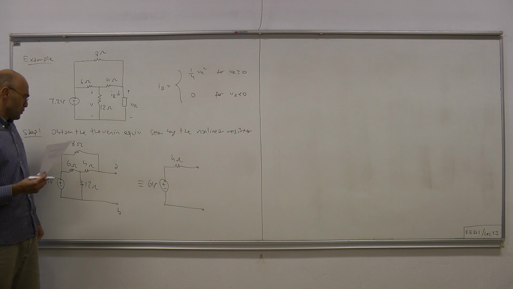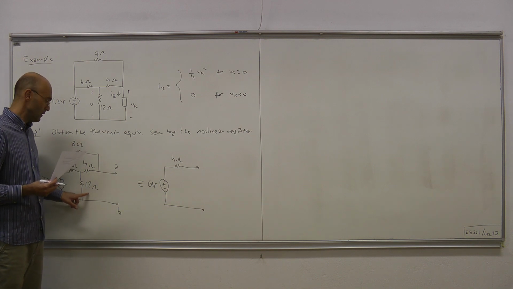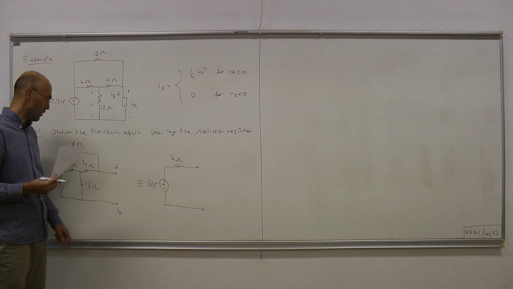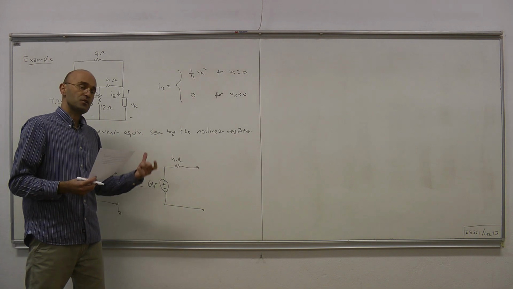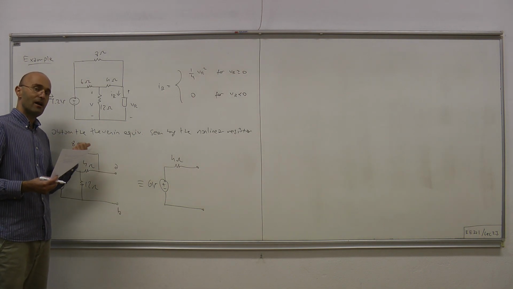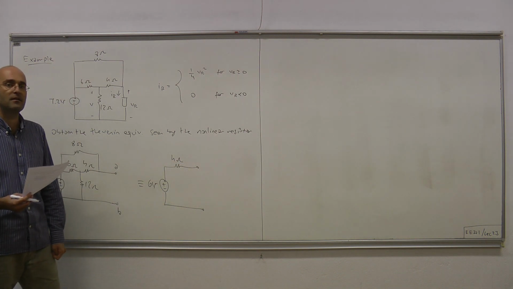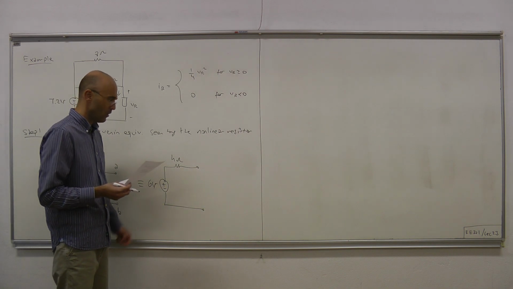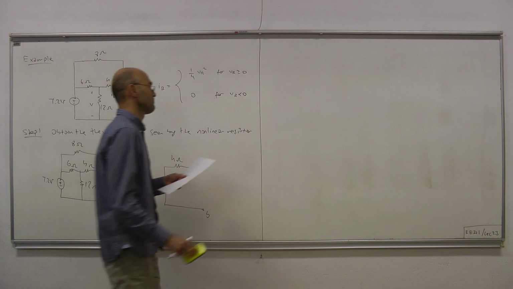So you replace it by a short circuit, then 6 and 12 become parallel, and the equivalent resistance is 4. Then that 4 and this 4 become series, so the equivalent is 8 ohms, and then that 8 ohm and this 8 ohm are parallel. The equivalent resistance is 4, which is your Thevenin resistance. Okay, so that was step 1.